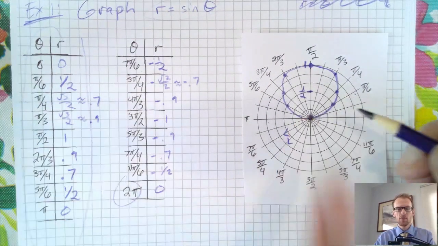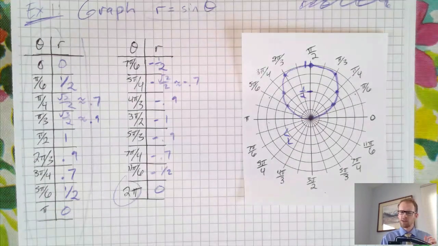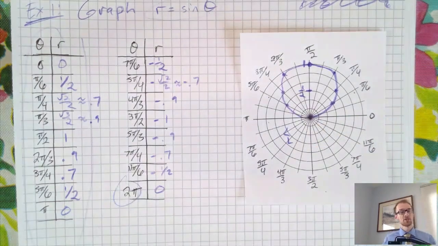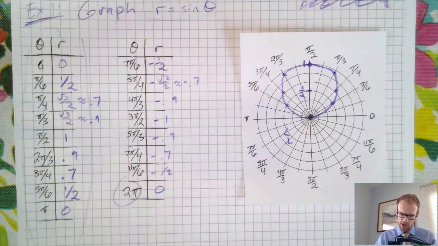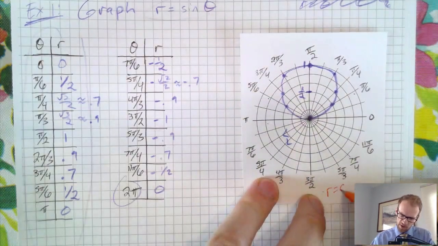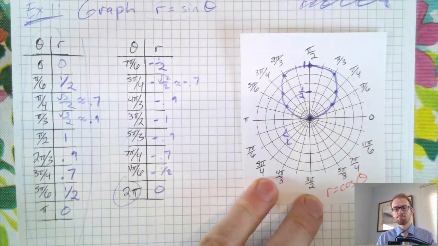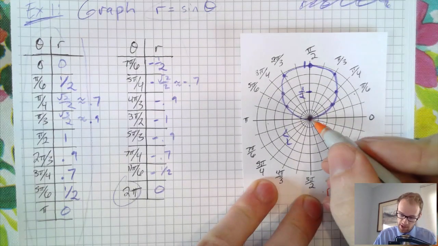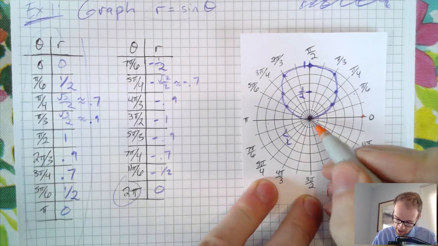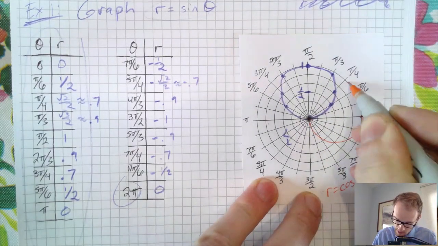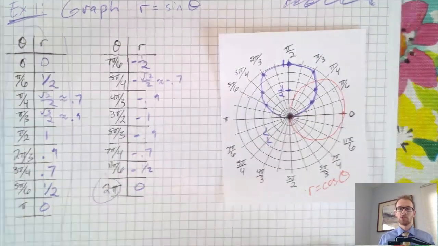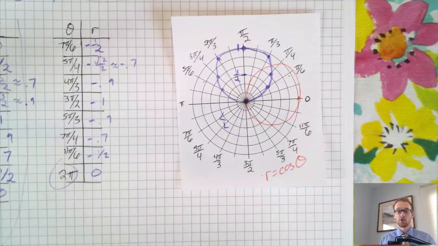Okay, so I wonder if that was surprising to you. Maybe you didn't expect to get a circle that was tangent to the x-axis. I certainly didn't expect that the first time I graphed this. And it turns out that if we were to graph r equals cosine theta, what do you think you would get? Well, this time you get a circle that is tangent to the y-axis. That's the circle that you would get if you graphed r equals cosine theta.